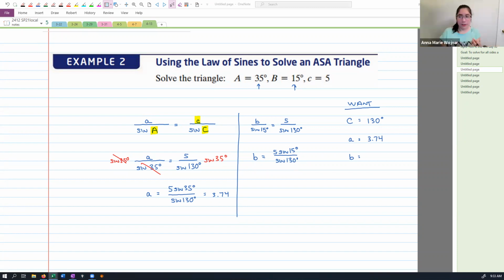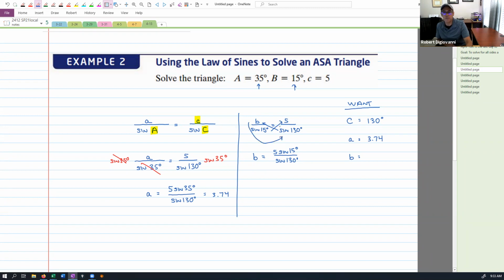I have a quick question. If you were to cross multiply, it'd be more steps, but would you still get the same answer? It would still be correct. Because if you cross multiplied, you'd bring this sine 130 here, and then the sine 15 here. But because you're trying to get b by itself, you would then be dividing the sine 130 back. So it's just an additional step.